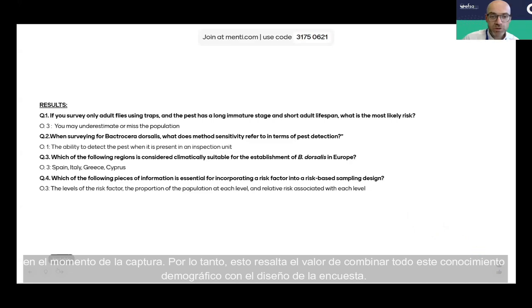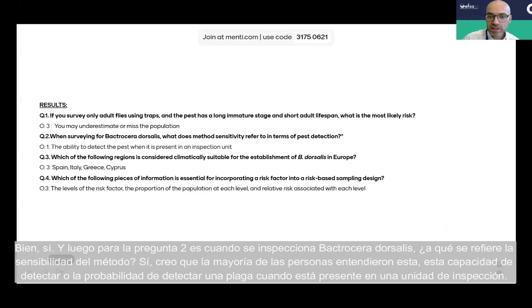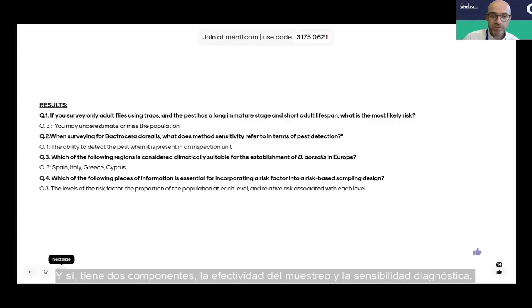Okay, yeah, and then question two is: when surveying for Bactrocera dorsalis, what does method sensitivity refer to? I think most people got this one: the ability to detect, or the probability to detect, a pest when it's present in an inspection unit. And it has two components, the sampling effectiveness and the diagnostic sensitivity.